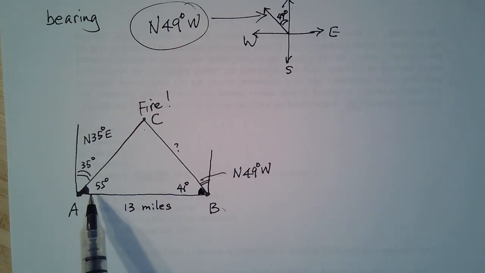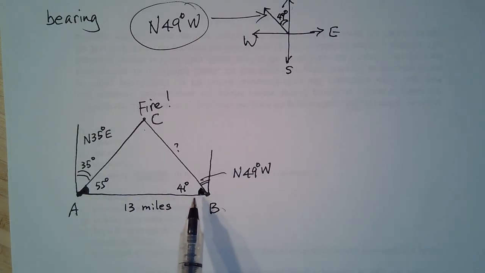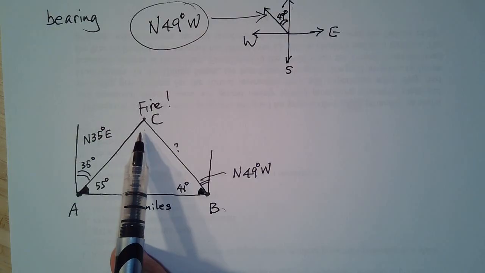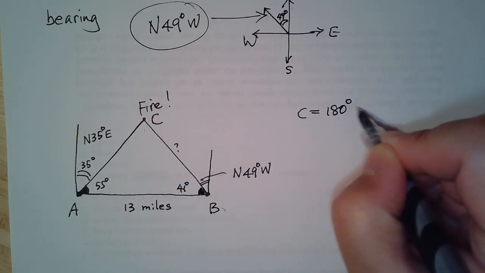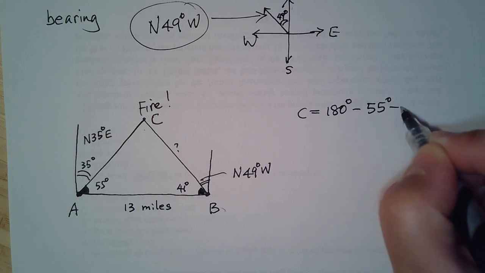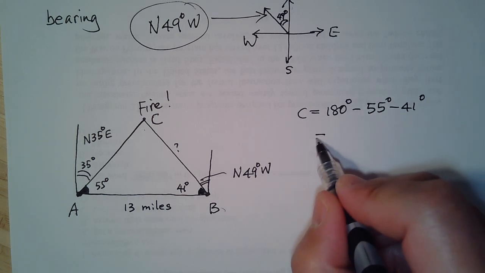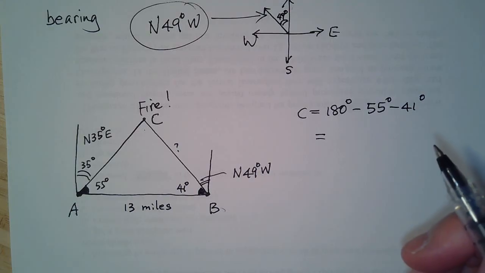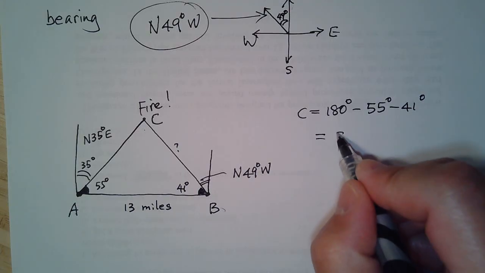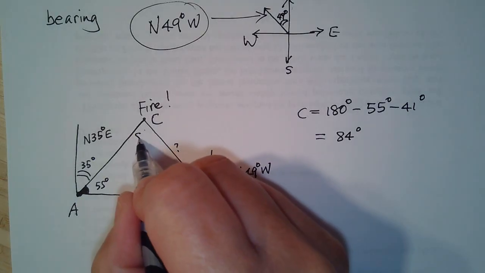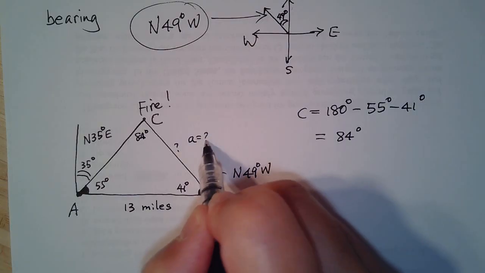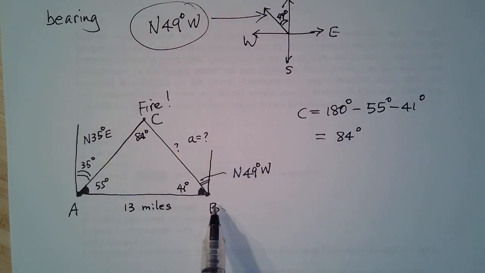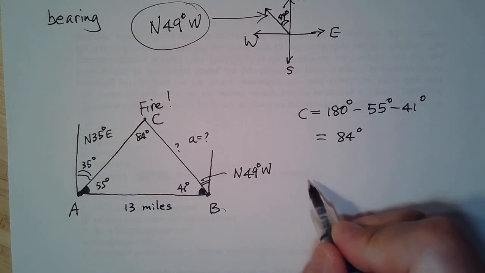What do you know? You know angle, angle. Hey, you have two angles. Can you find this one? Yes, of course. Let's do that before we forget. So C will be 180 degree minus 55 degree minus 41 degree. You can do that, right? So that would be 84 degree. Let me just write it here. Here's 84 degree. And I'm looking for this. Basically, I'm looking for side A. But I know this. This is 13 miles, and in my triangle, this is side C.